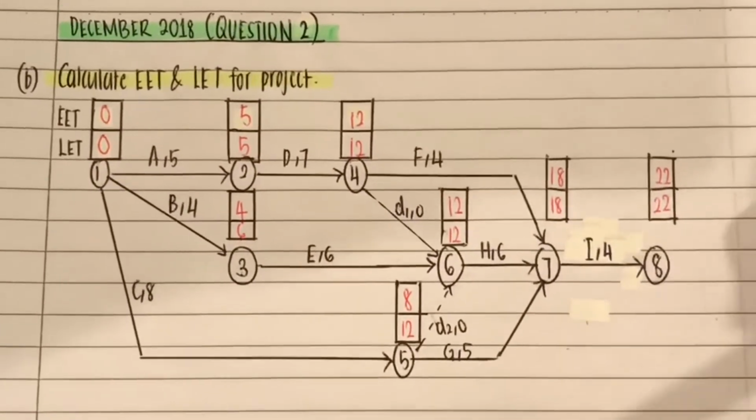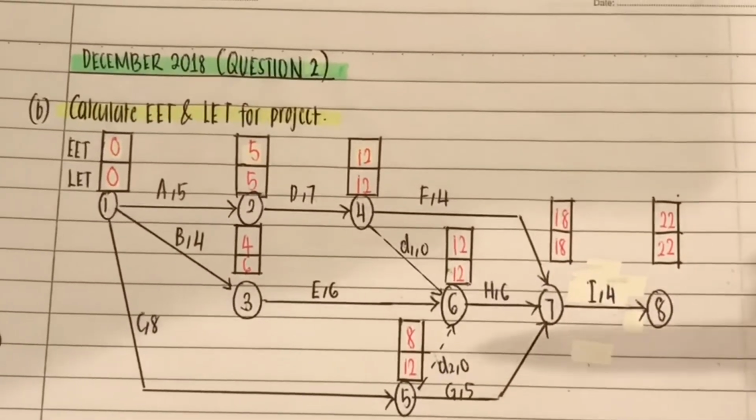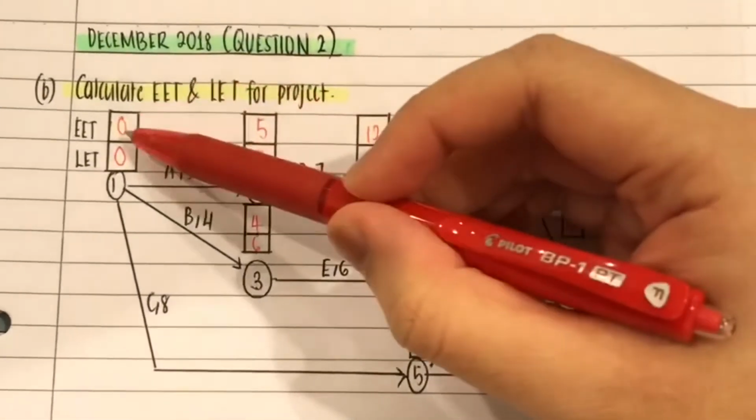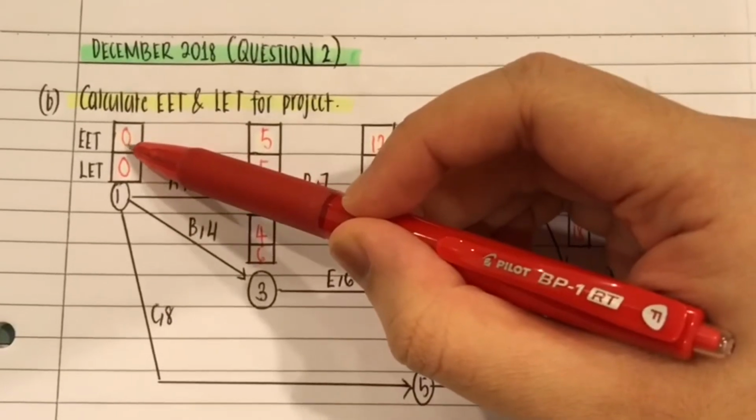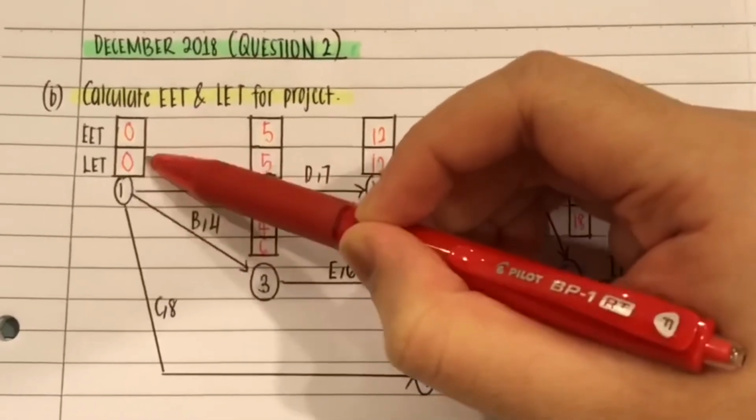So if you want to know if your answer is correct, you will always end here with 0 on the top and 0 at the bottom.